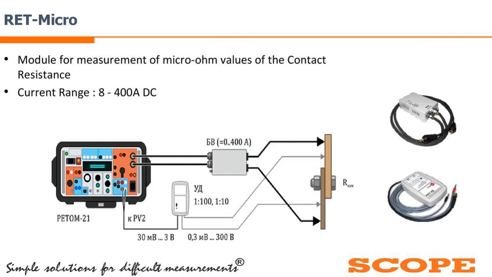This model is for measurement of micro ohm values of contact resistance, and the current range that we have provided to do a CRM, that is contact resistance measurement, is 8 ampere to 400 ampere DC.